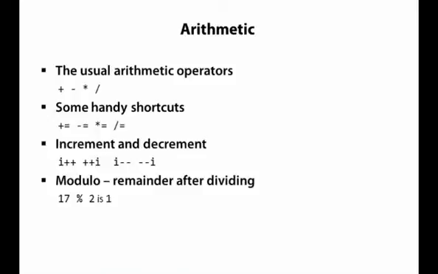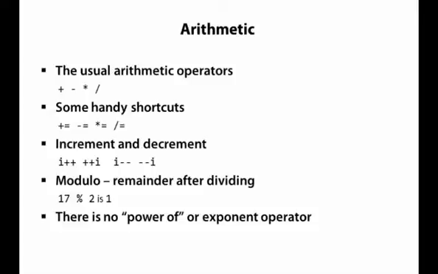The percent symbol is the modulo operator. That's your remainder after you divide things. So in this example here, 17 divided by 2 is 8 remainder 1. And the modulo, 17 mod 2, is 1, that remainder that's left over after you divide. Quite often you'll see people testing modulos against 0 as a quick way of showing whether or not something is a multiple of the smaller number.